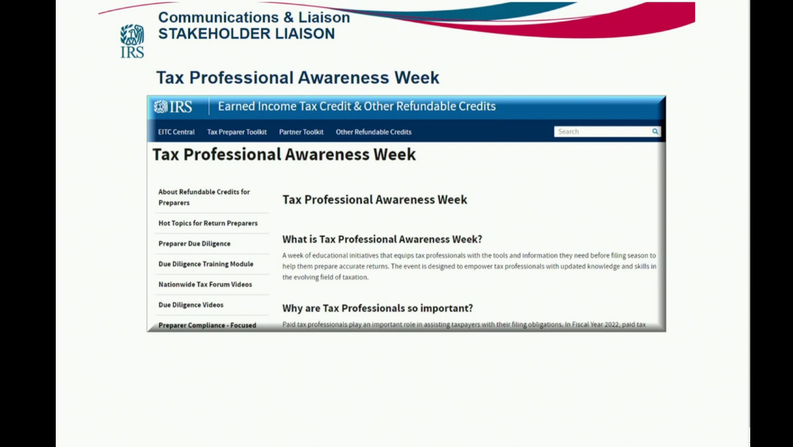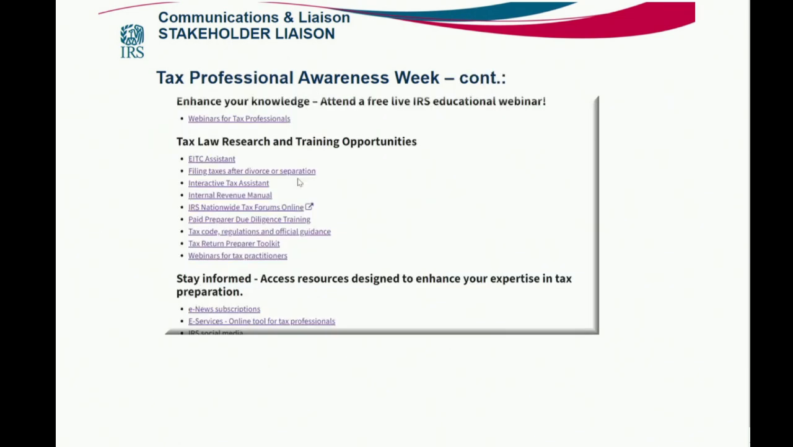To assist tax professionals such as yourself, the IRS provided information on due diligence, electronic filing identification numbers, those EFINs, preparer tax identification numbers, PTINs, e-file, e-services, and identity theft. The IRS created the Tax Professional Awareness webpage as a central source to house key information and events that will assist you with your work.